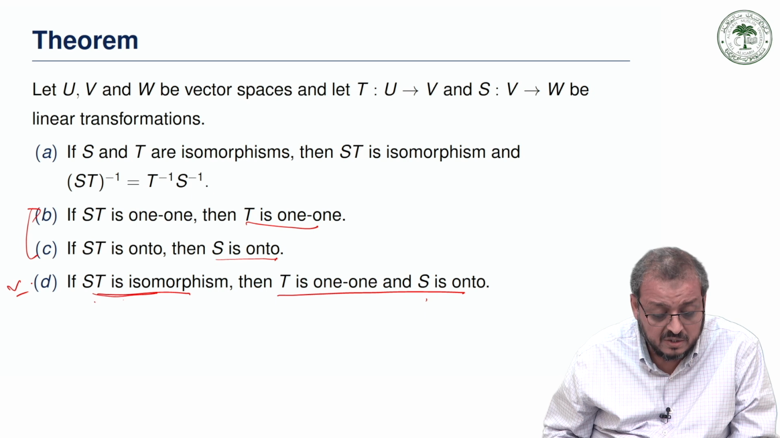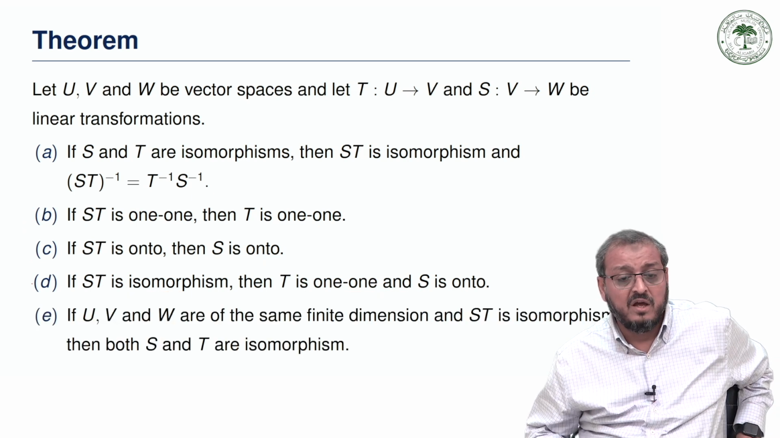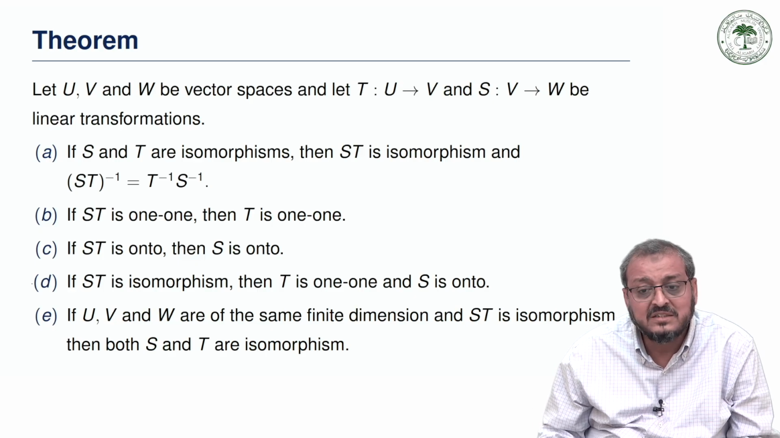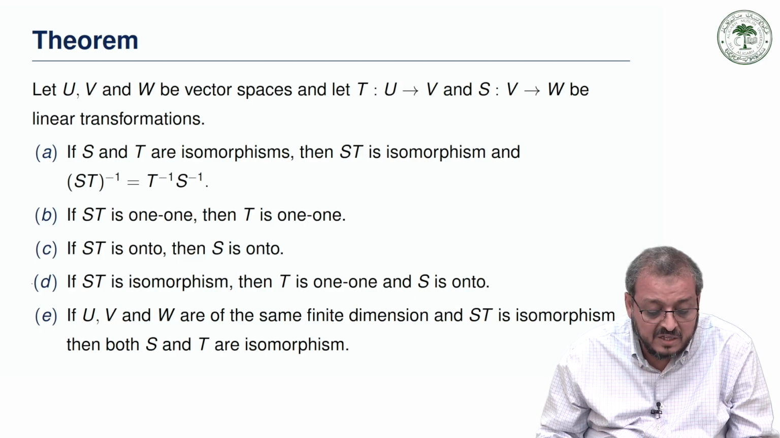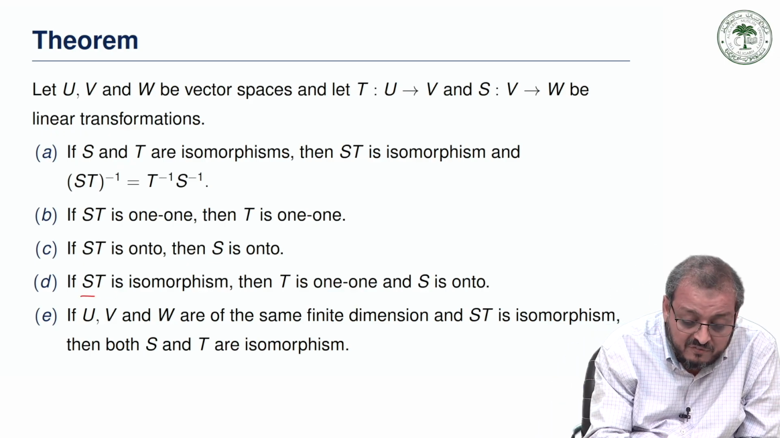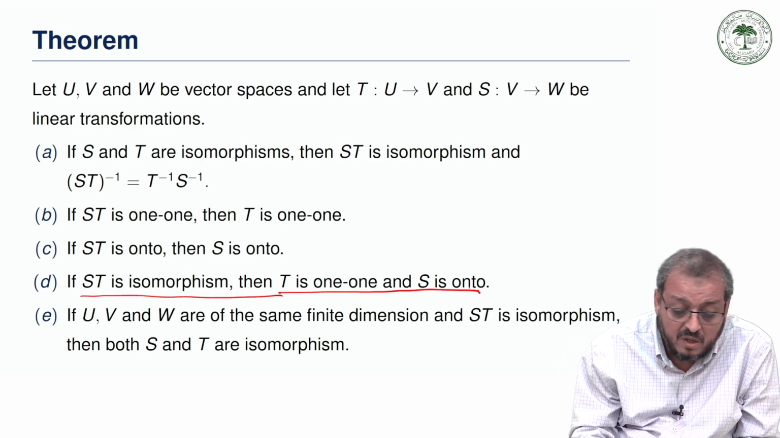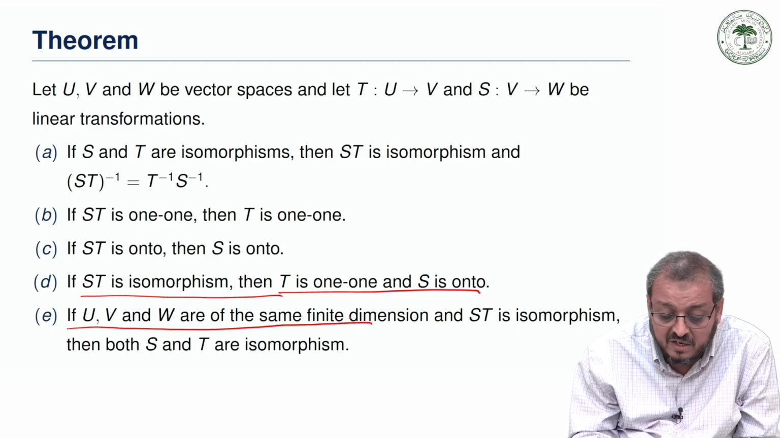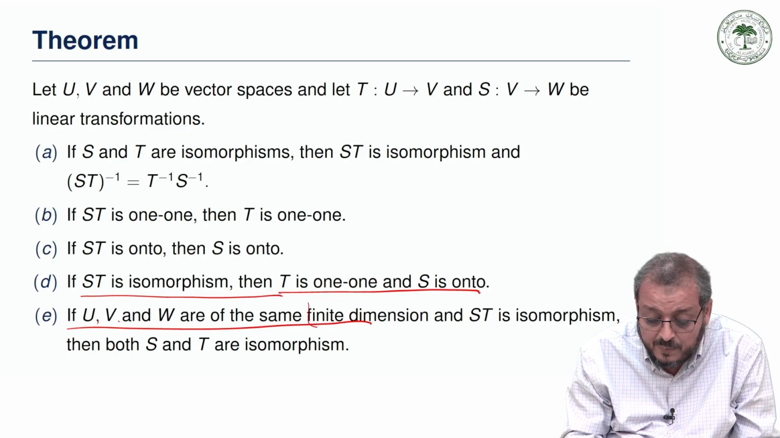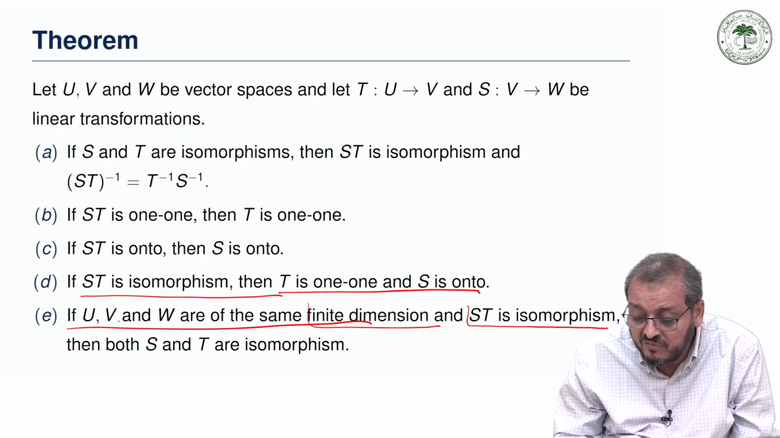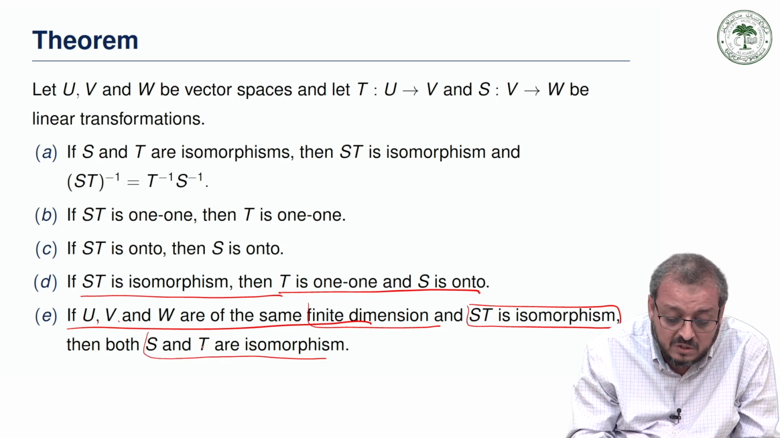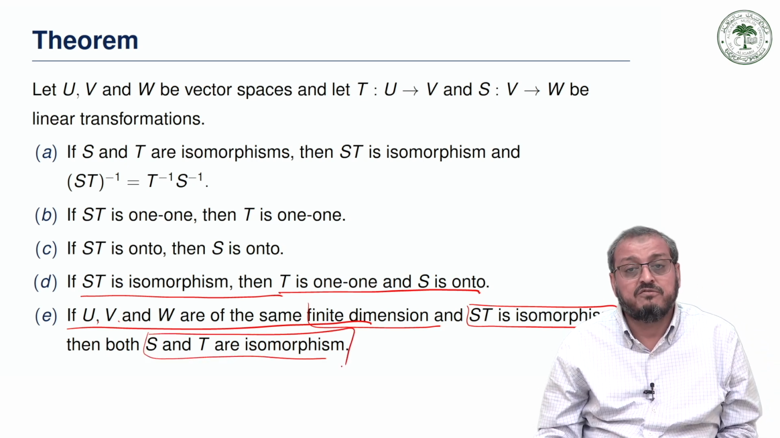Now the last one: if U, V and W are all the same finite dimensional vector spaces, and ST is an isomorphism, then both S and T are isomorphisms. So here we have to say that T is 1-1 and onto, given that ST is an isomorphism. Then we try to prove that both S and T are also isomorphisms.